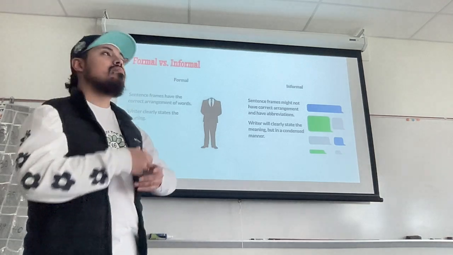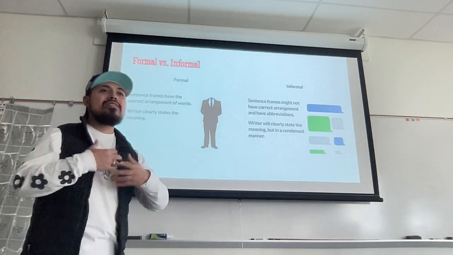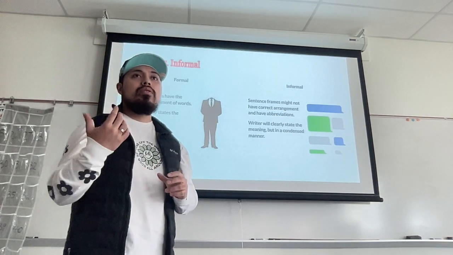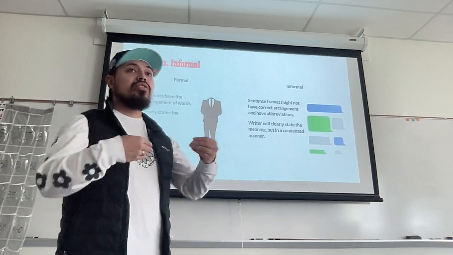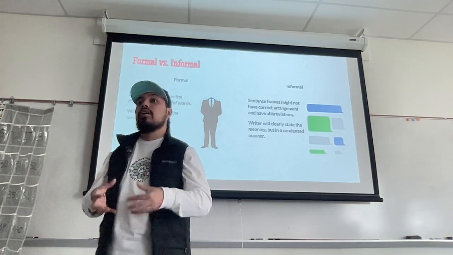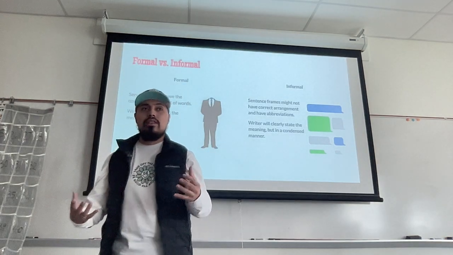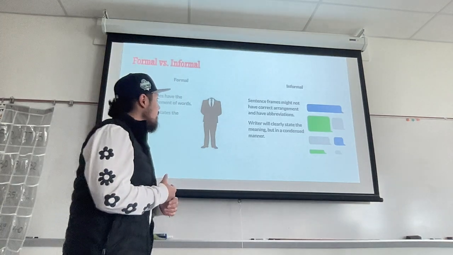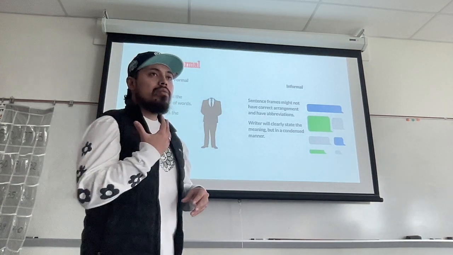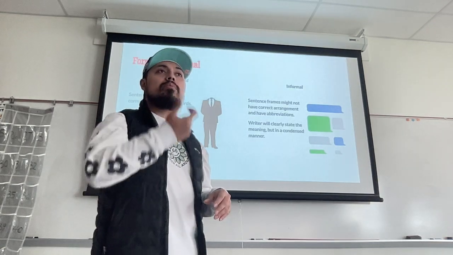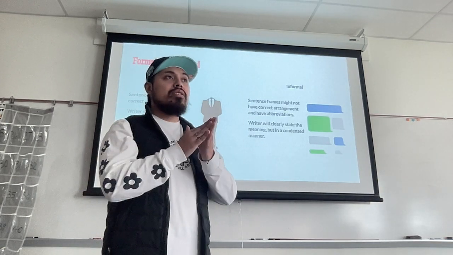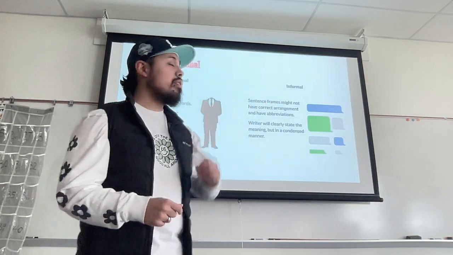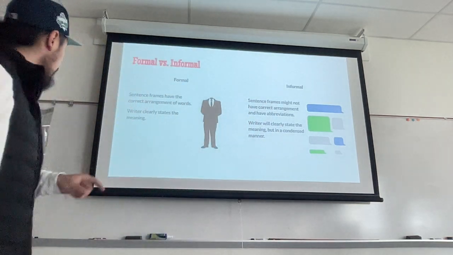Informal sentence frames might not have the correct arrangements or have abbreviations, but we're still able to understand what they're trying to tell us, right? And I'll make sure that you guys understand what I mean by that. Correct arrangements, right? So sometimes we might flip the words. We might use contractions, right? When we put two words into one, put the apostrophe, right? But I'll go ahead and show you more examples.